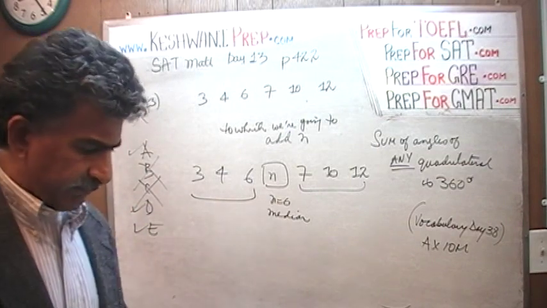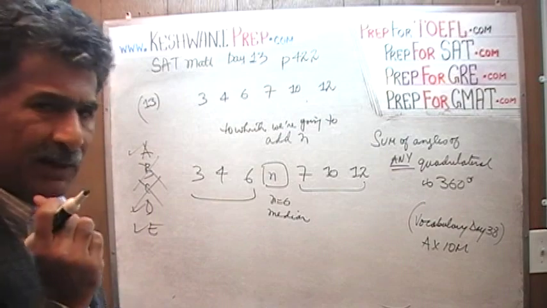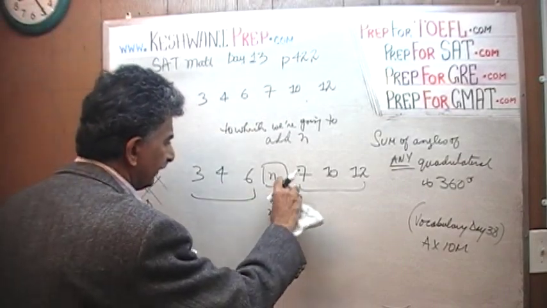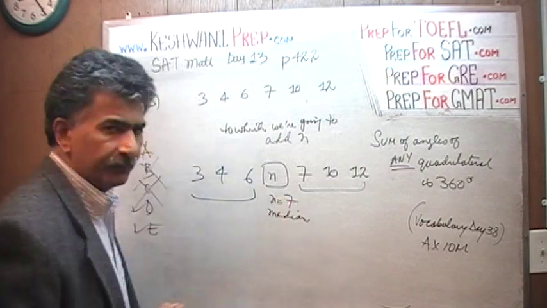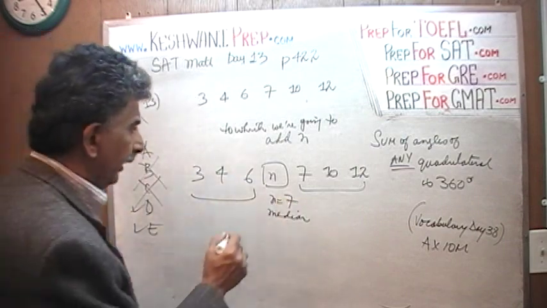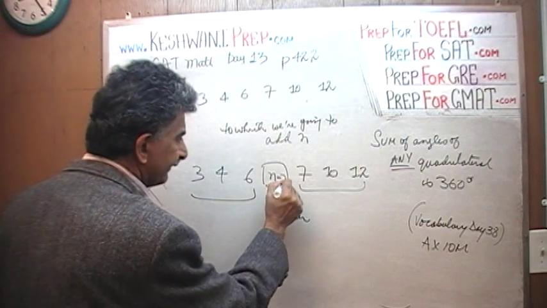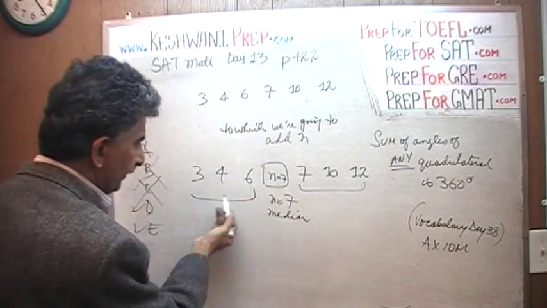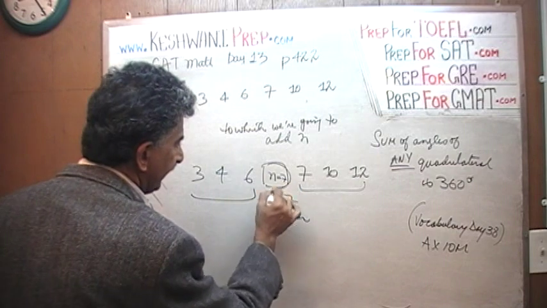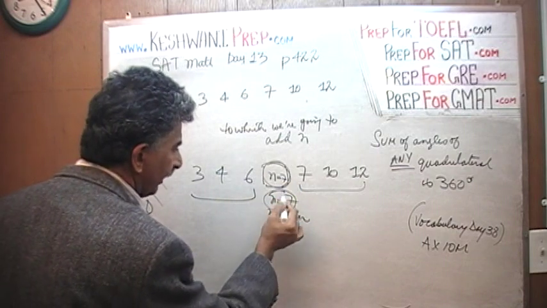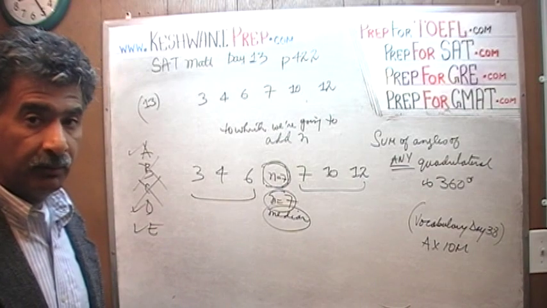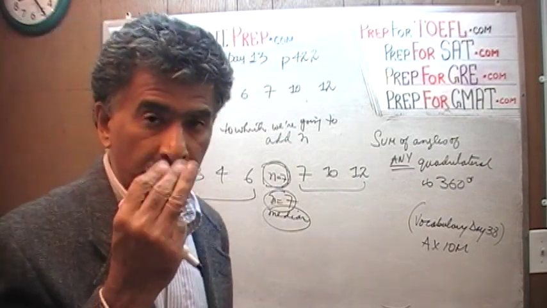I'm going to skip for the time being 6.5. 6.5 annoys me. 7 is easier to deal with because all we have to do here is, instead of putting 6 here, we can put 7 here. N could be 7. If n is 7, then the median again would be 7. 3, 4, 6, 3 on the left hand side, 3 on the right hand side, n is right in the middle, and if n happens to be 7, median would be 7. Which tells us the correct answer, whatever it is, must also contain Roman numeral 3 in it.